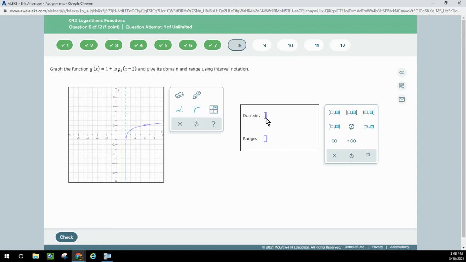The domain means that it has to be more than 2. So 2 comma infinity. And the range is all reals, so negative infinity to infinity.